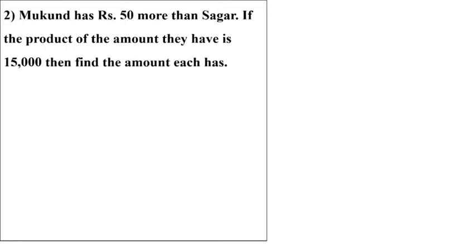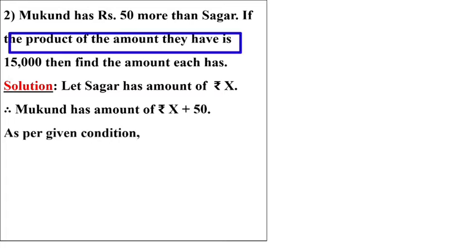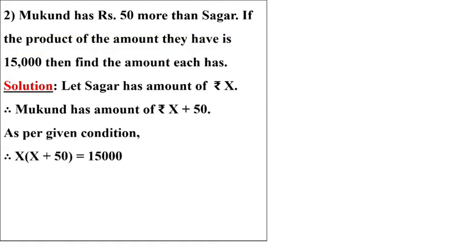Now students, the second one is given. Mukund has rupees 50 more than Sagar. If the product of the amounts they have is 15,000, then find the amount each has. Now let Sagar have an amount of rupees x. Mukund has an amount of rupees x plus 50, because in the condition it is given Mukund has 50 rupees more than Sagar. As per the given condition, the product is 15,000. So x multiplied by x plus 50 equal to 15,000.